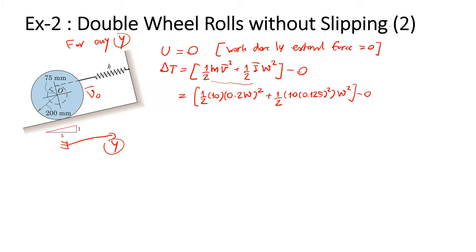So yeah, we can relate delta T in terms of omega and multiply by one constant coefficient. The coefficient, and this is the kinetic energy.